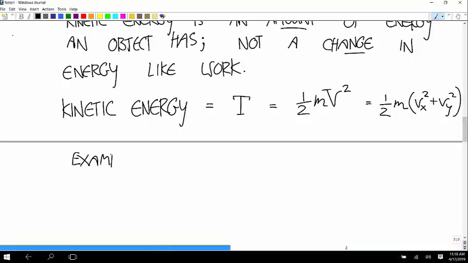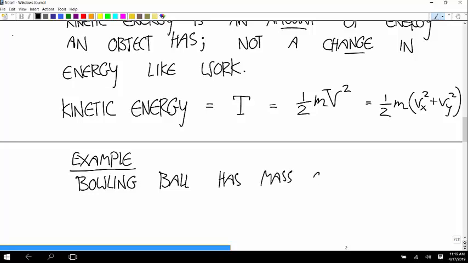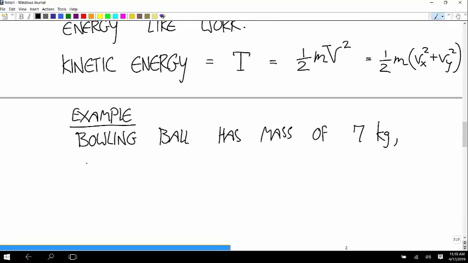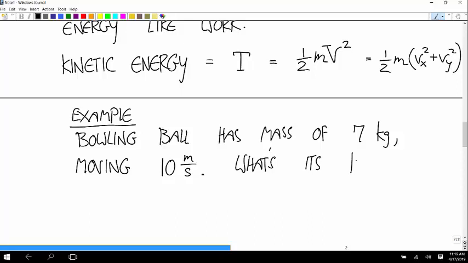So for example, a bowling ball has a mass of 7 kilograms. And it's moving, let's say, 10 meters per second. What's its kinetic energy?